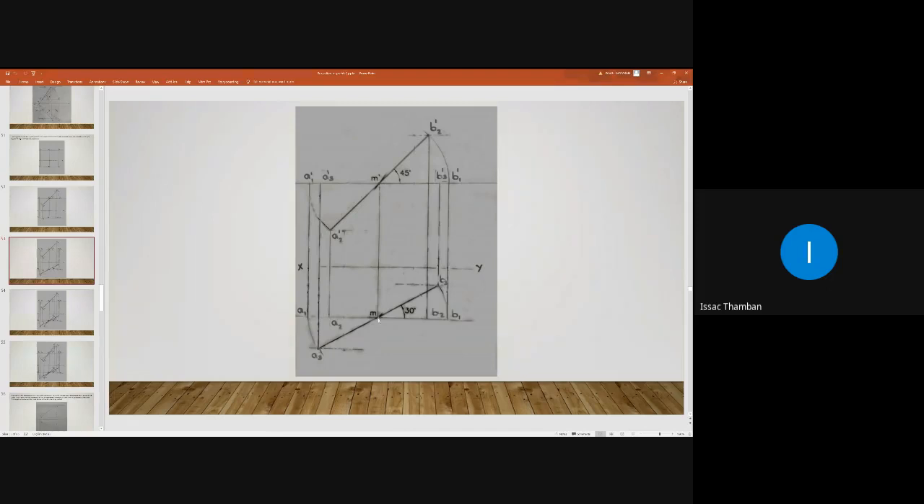Similarly, keeping the same radius in your compass and with M as center, from point B1 you are drawing another arc in the opposite direction and intersecting this 30-degree line here, that is point B3. So you will get A3B3. A3B3 is the condition where the line AB is making 30-degree inclination with respect to VP and parallel to SP.